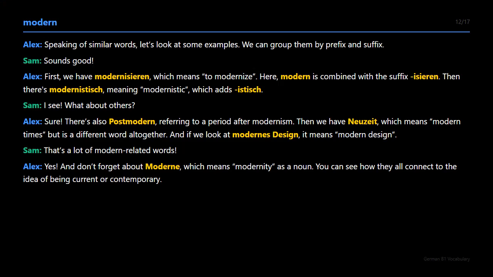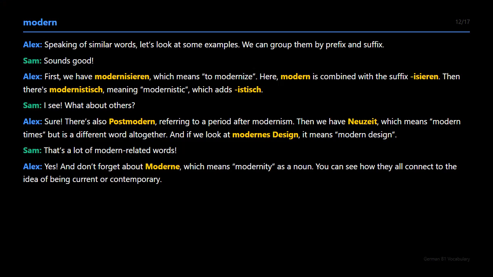Then there's modernistisch, meaning modernistic, which adds istisch. I see. What about others? Sure. There's also postmodern, referring to a period after modernism. Then we have Neuzeit, which means modern times but is a different word altogether.